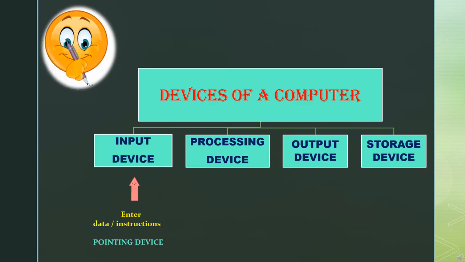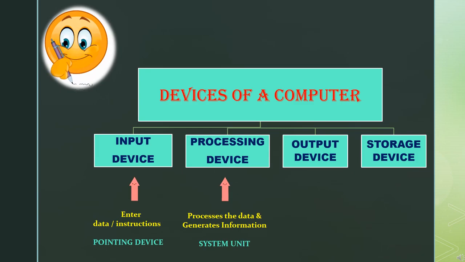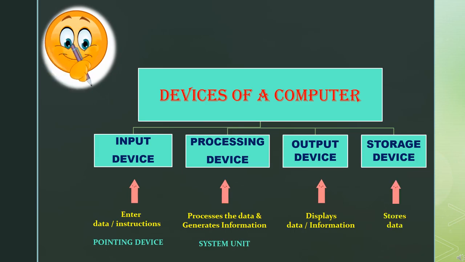So first is input device. It is the device through which we enter data and instructions into the computer. It is also called a pointing device. Processing device. This is a device that processes and stores the information and sends the result to the output devices. It is also known as the system unit. Next is output device. It is the device that is used to display the data that we enter into a computer, and it also shows us the result that we get after processing. Next, the storage device. This is a device which helps us in storing the data permanently, and we retrieve this data from these devices whenever needed.